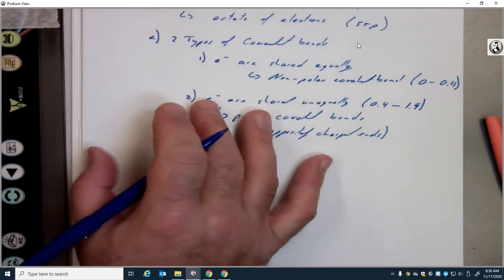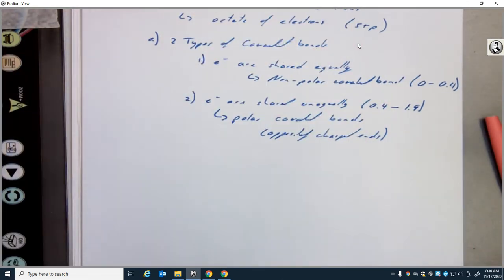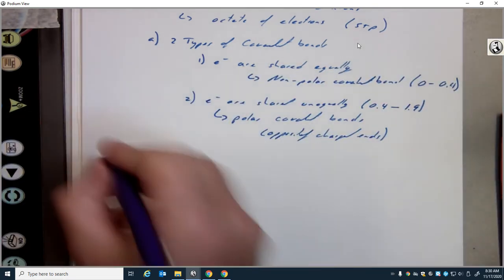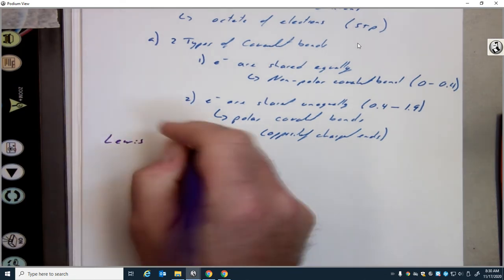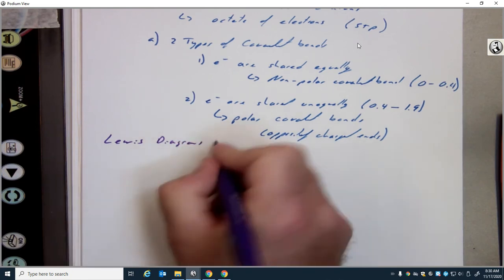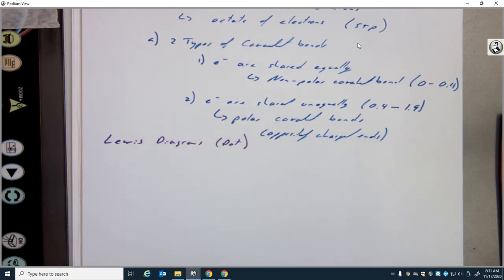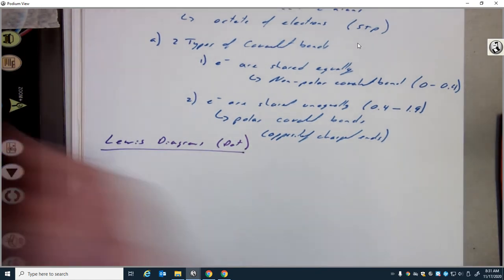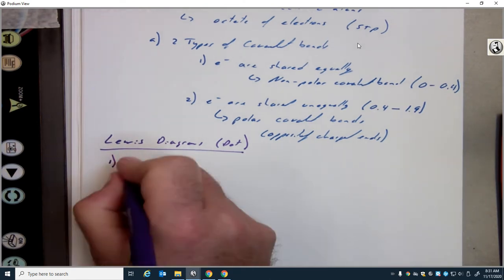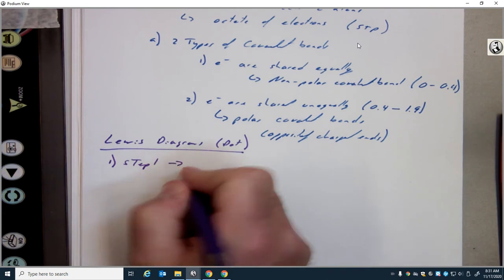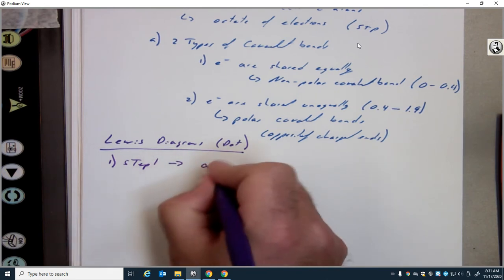So we need to spend some time figuring out how to draw the Lewis dot diagrams of covalent compounds. Remember, these are also called dot diagrams. This is how I want you to do it. Step one is just to add up all the valence electrons of each element.